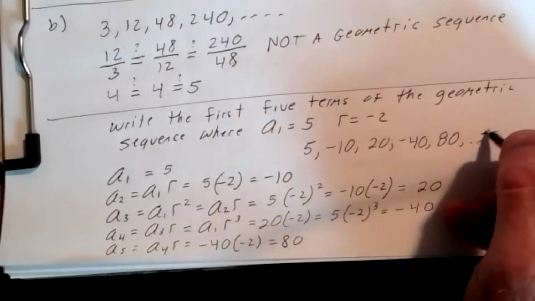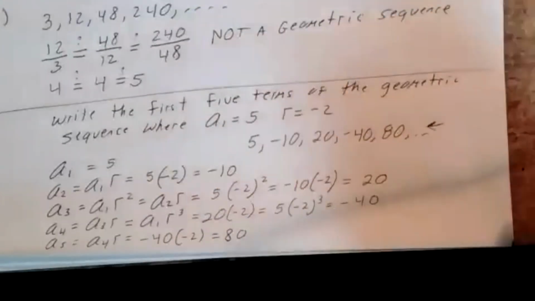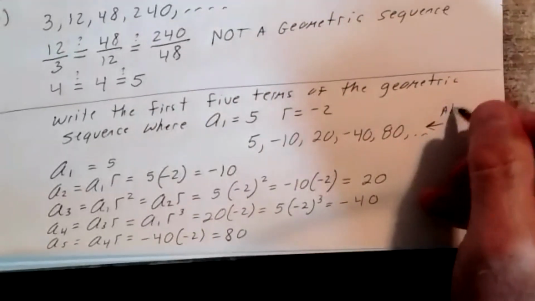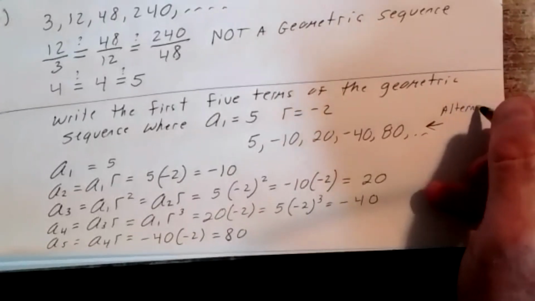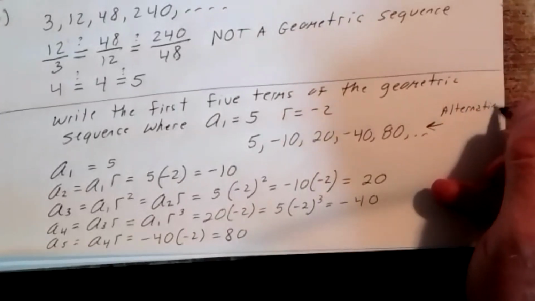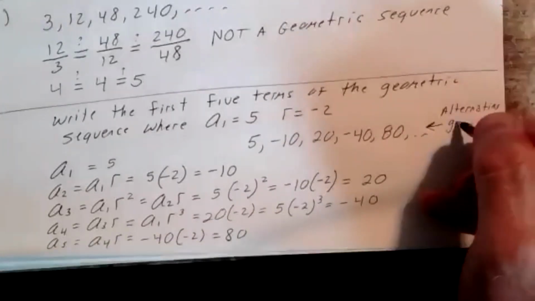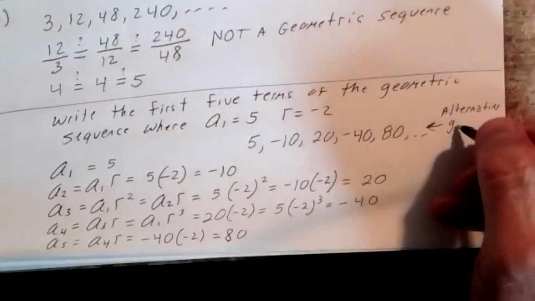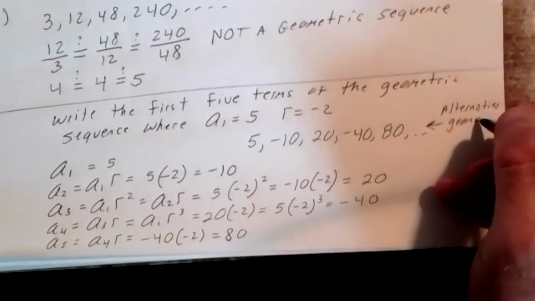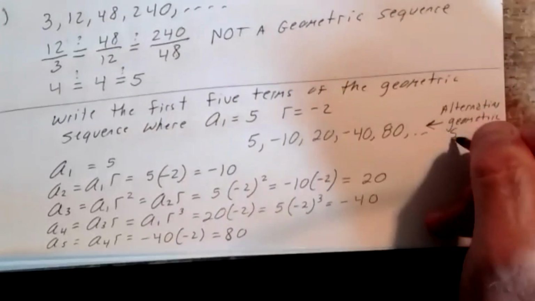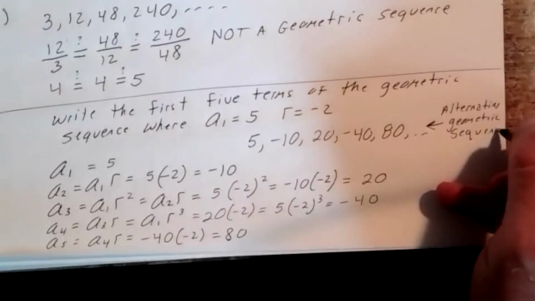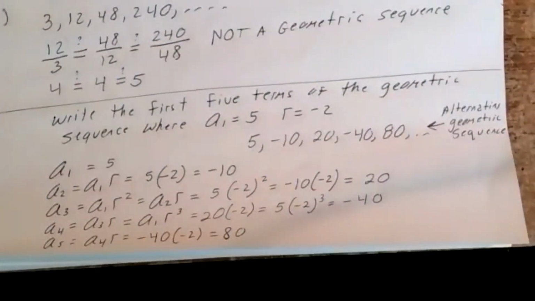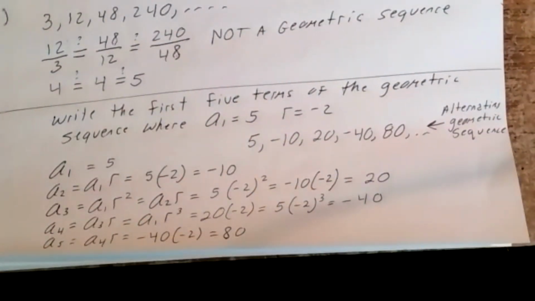Ladies and gentlemen, we call this an alternating geometric sequence. Why alternating? Because the values flip from negative to positive. Yes, because the sign alternates: positive, negative, positive, negative, positive, negative. It's an alternating geometric sequence. That's what we have there.